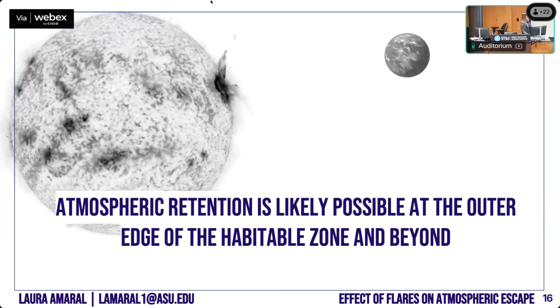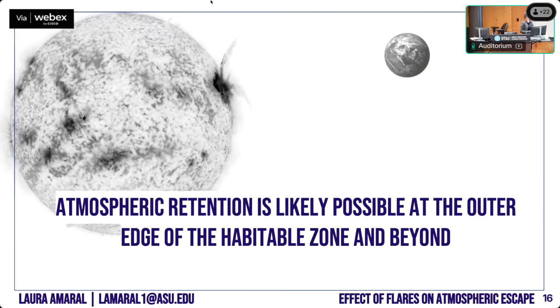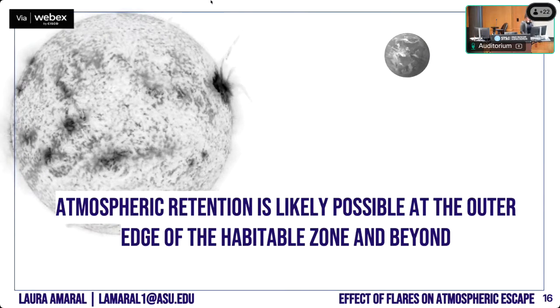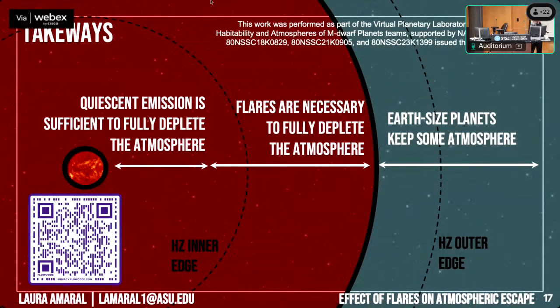And yeah, like I said before, that atmospheric rotation will be more likely possible if we're looking for planets that are in the outer edge of the habitable zone or beyond. So I'm going to leave this plot here. Basically, it's an overall idea, a schema of what I'm talking about for you.